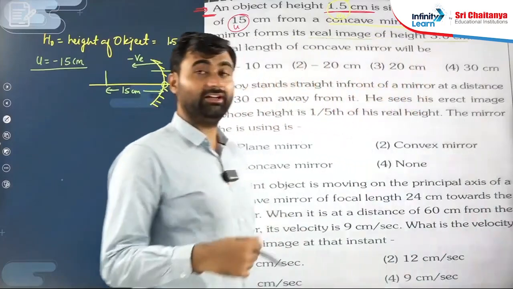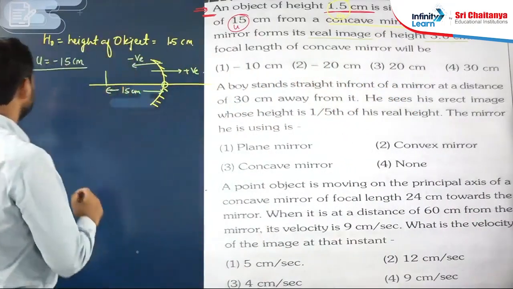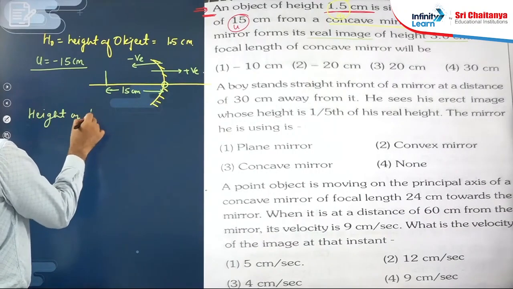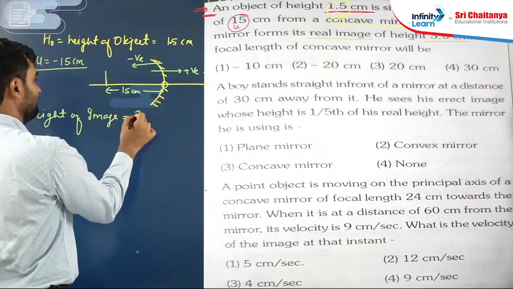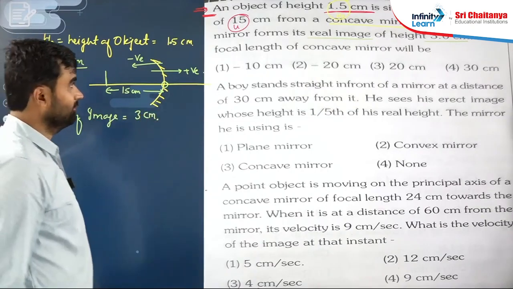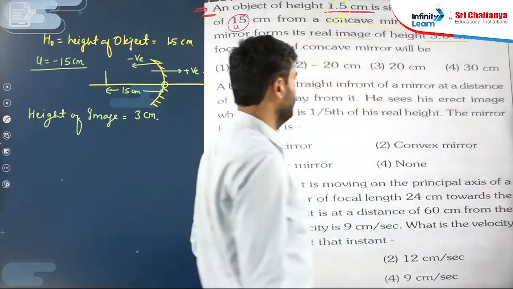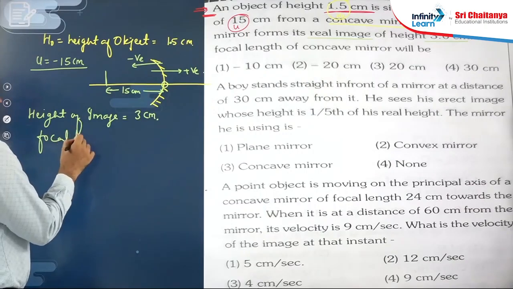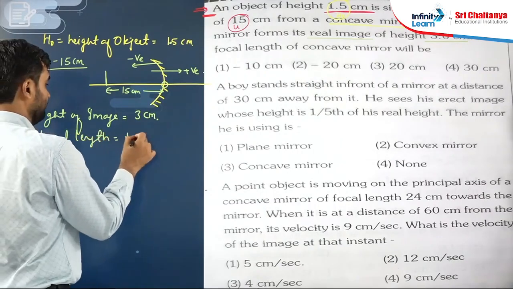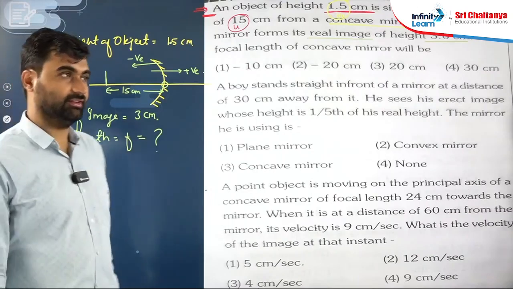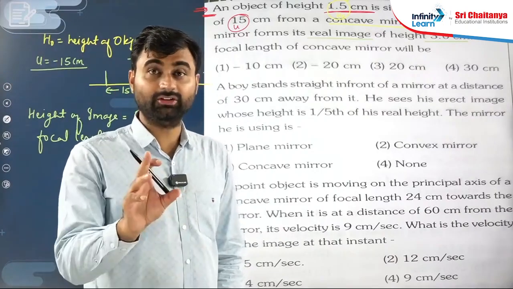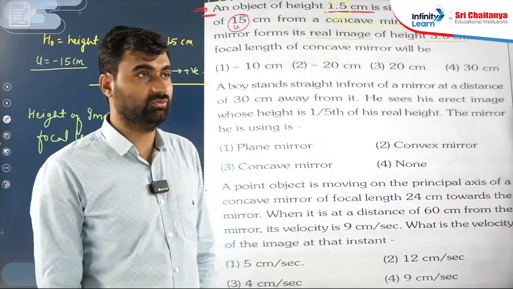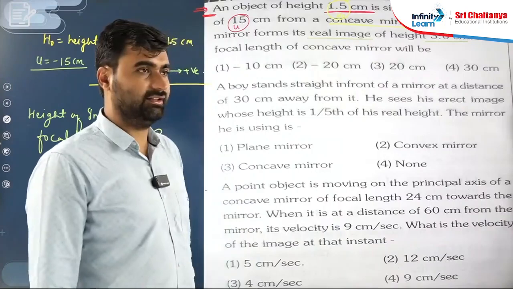Of height 3 centimeter. This is also given, that the height of image is 3 centimeter. The focal length of the concave mirror we have to find out. So what we have to find out? Focal length, which means F value. So again, which formula we have to use? Only one formula we know about this mirror, that is 1 by V plus 1 by U equal to 1 by F.